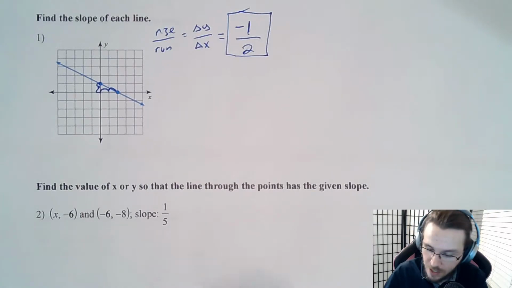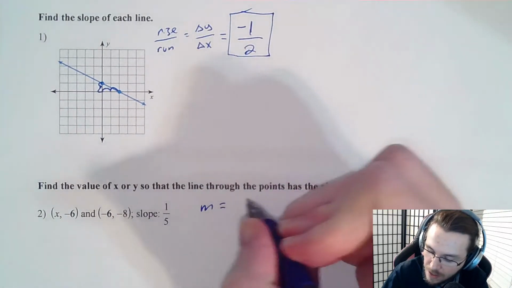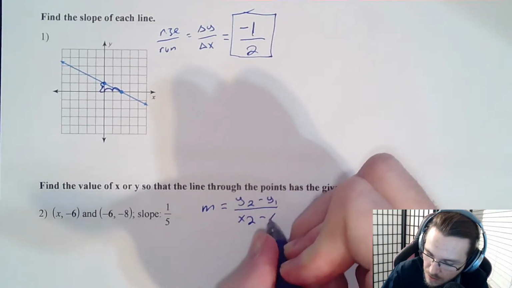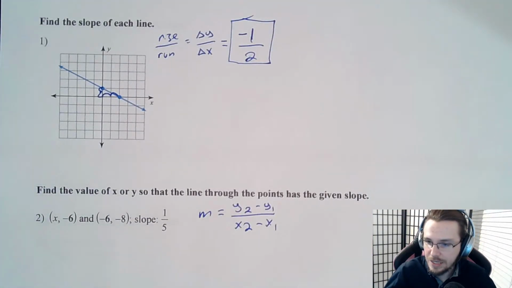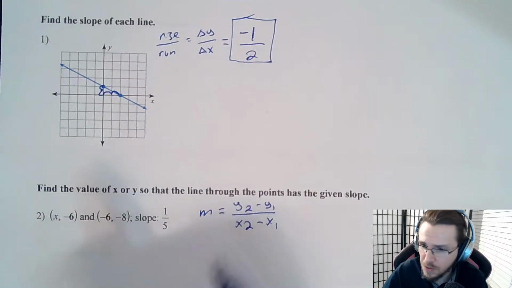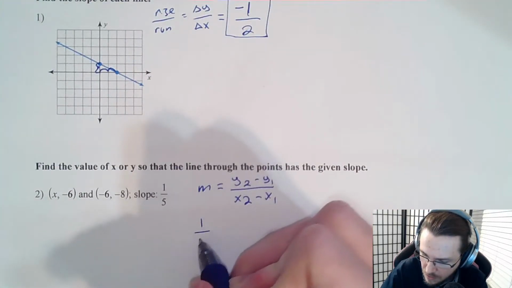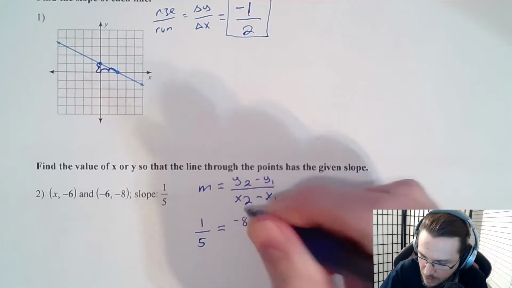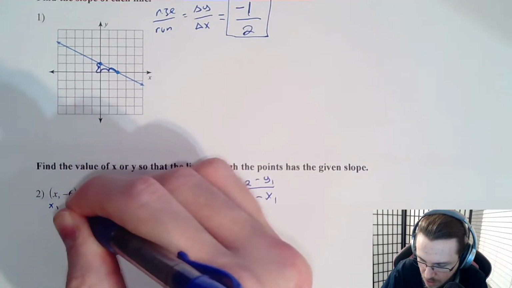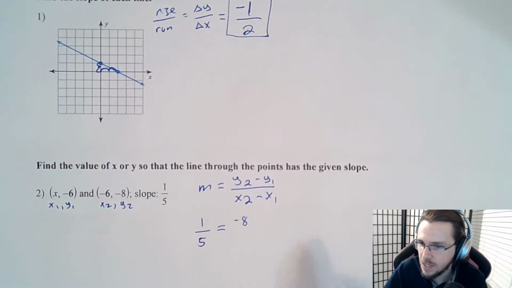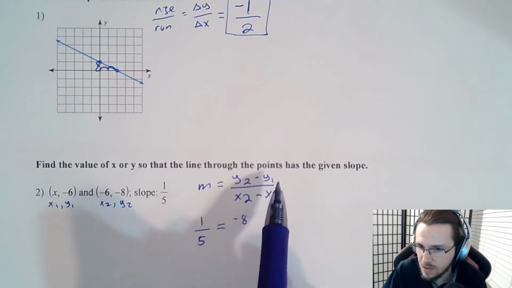The other way to find slope is using our equation m equals y2 minus y1 over x2 minus x1. The second y minus the first y divided by the second x minus the first x. And here, it wants us to find the value of x, so what we're going to do is make the slope, that's 1/5, equal to -8, our second y value. By the way, in case you're confused about this, I'm going to go ahead and label this x1, y1, x2, y2. There you go. So we're doing y2 minus y1.